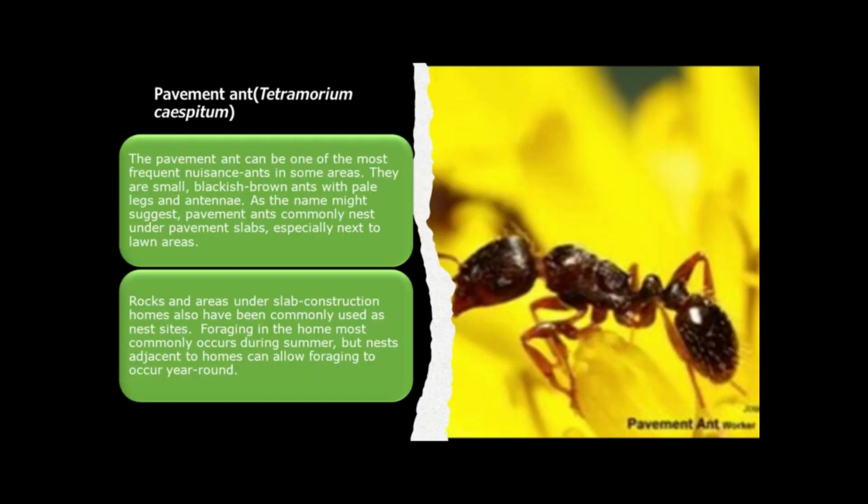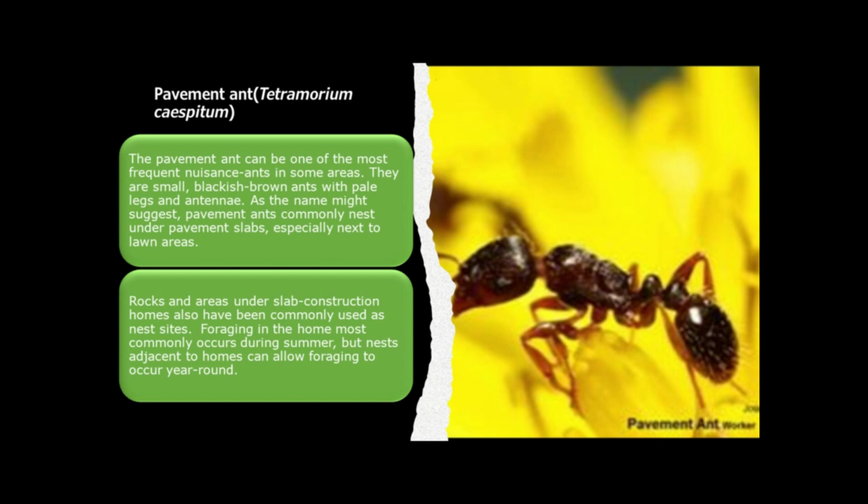Pavement ant, Tetramorium caespitum. The pavement ant can be one of the most frequent nuisance ants in some areas. They are small, blackish-brown ants with pale legs and antennae. As the name might suggest, pavement ants commonly nest under pavement slabs, especially next to lawn areas. Rocks and areas under slab construction homes have also been commonly used as nesting sites.